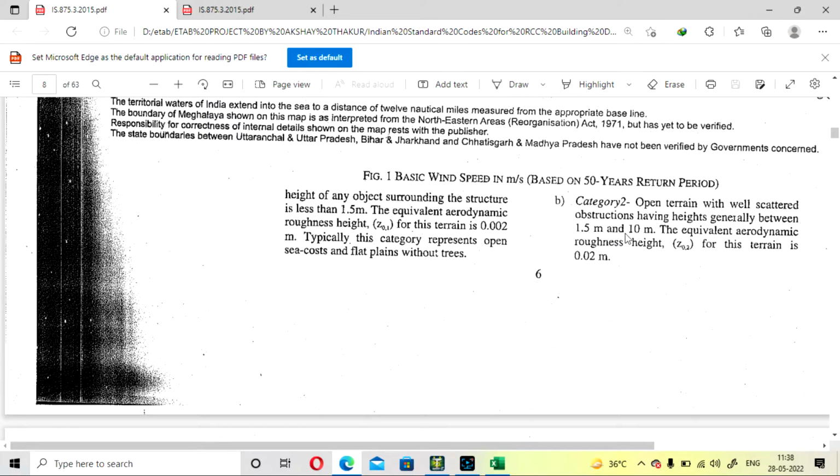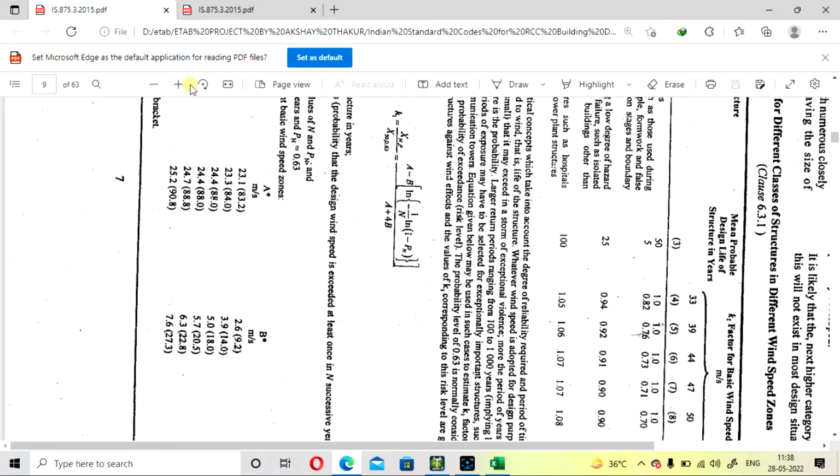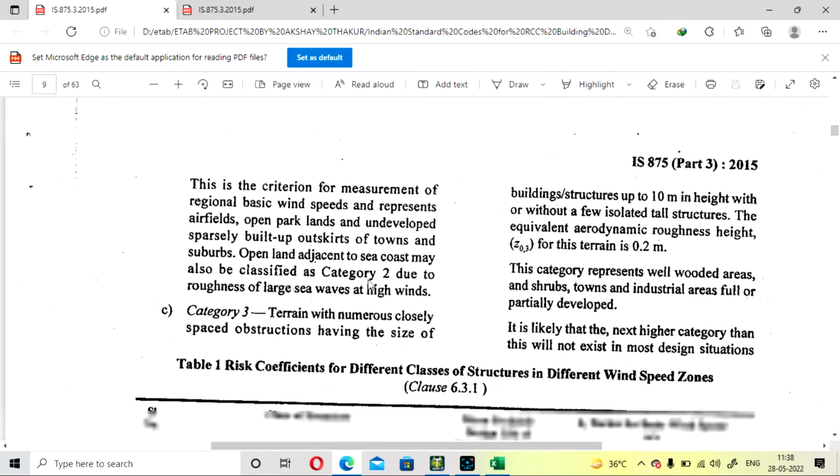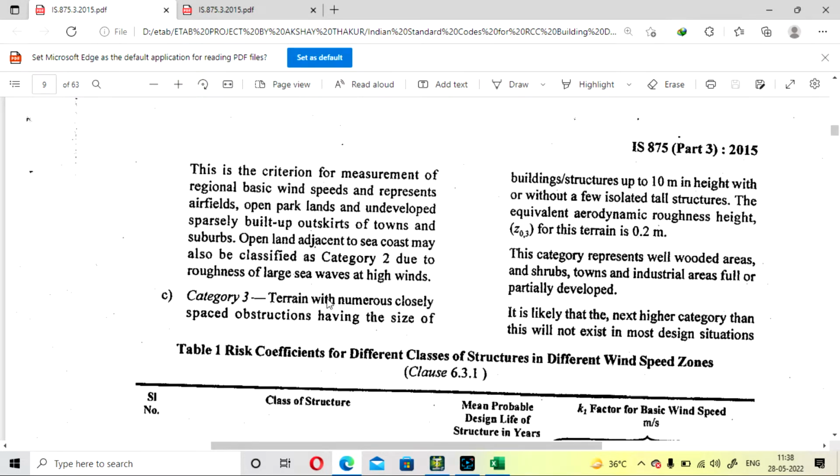So we are going to follow category 2 here, because there will be a little bit of obstruction where around 3 meter and 4 meter buildings will be there. So I'm going to take category 2. Similarly, categories 3 and 4 will also be there. You can also check. So category 3 is terrain with numerous closely spaced obstruction. So it is where a society will be nearby or multi-story buildings will be nearby your building. So you can follow category 3.